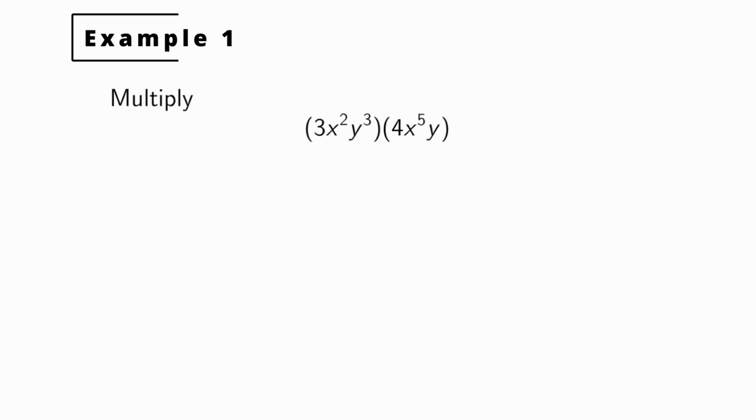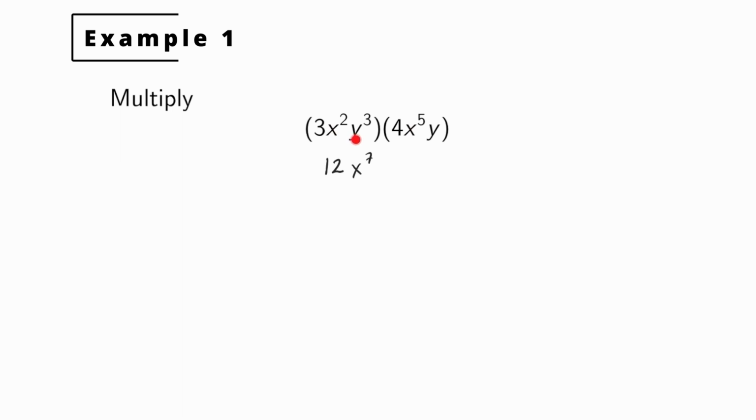Here's our first example. To begin, we want to multiply this monomial times this one. The way we do this is just to multiply corresponding variables. So we can multiply the non-variable parts, or factors, 3 and 4. Multiplying those together gives us 12. And then we multiply the variables that are the same. So x squared here and x to the 5th here. x squared times x to the 5th is going to be x to the 2 plus 5, which is x to the 7th.